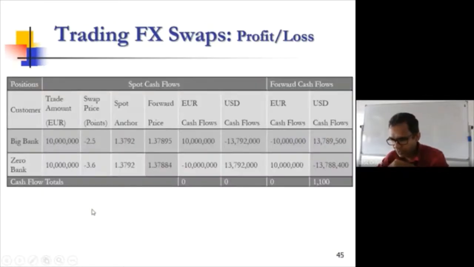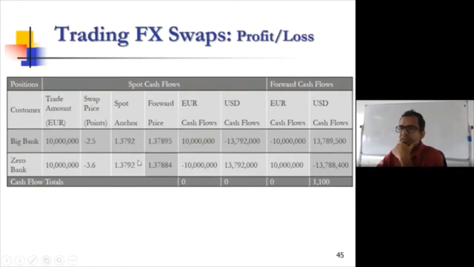So we'll put all these things into a table or a spreadsheet and see what is the result. So you can do it in an Excel. The customer name, who are the customers of ABC Bank, Big Bank and Zero Bank. Trade amount euro 10 million. There's no difference. So as I mentioned earlier, for the first transaction, the applicable swap points are minus 2.5. For the second transaction, applicable swap points are minus 3.6.